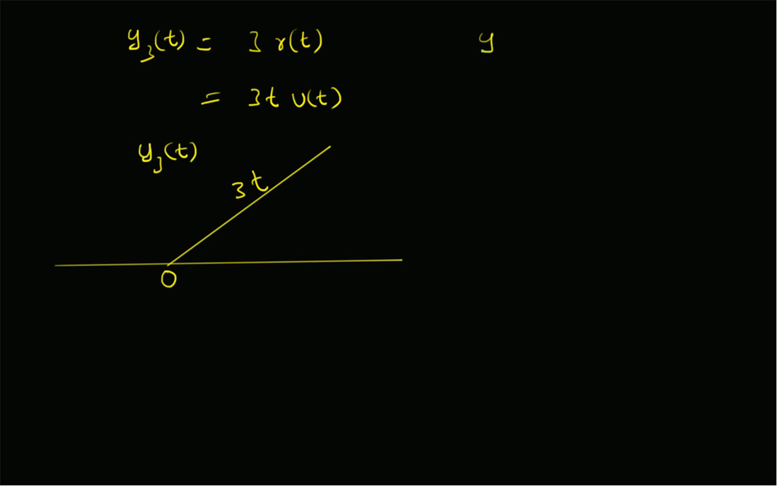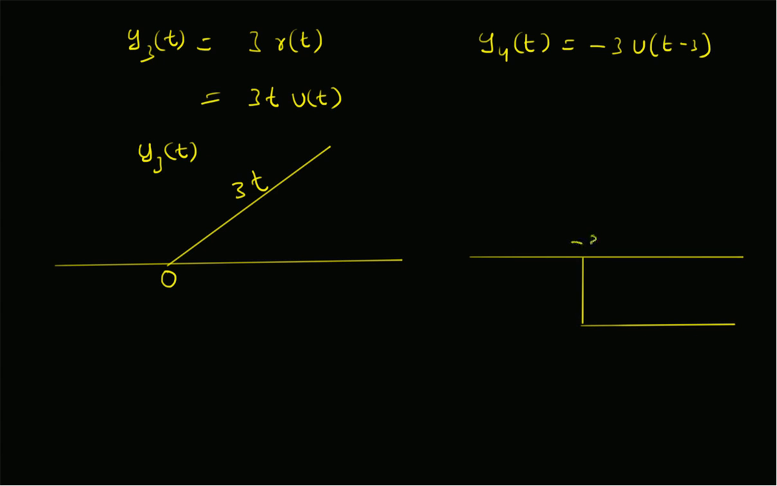And finally y4 of t. y4 of t is given by minus 3 into u of t minus 3. That means its value is minus 3 only for values of time t greater than or equal to 3. So the signal starts at 3 and the value itself is minus 3. So this is nothing but y4 of t.